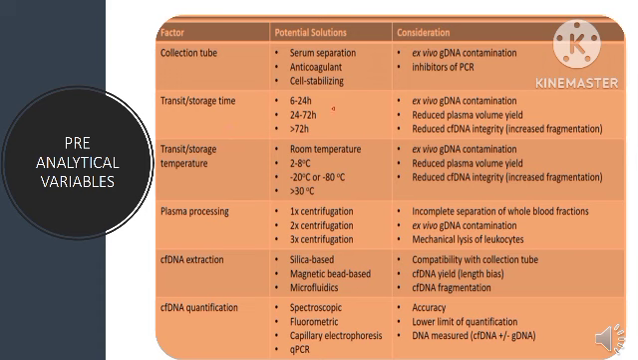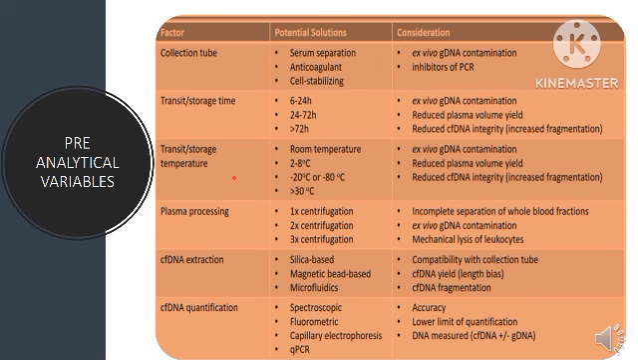Is it 6 to 24 hours, 24 to 72 hours, more than 72 hours? Which one is ideal? Again, you have to consider the factors like if you are keeping the sample in a tube and you are leaving it like that for hours together, there are chances of blood cell lysis and releasing of genomic DNA into your plasma. So this will dilute your cell-free DNA which is released from the tumor cells. You will have reduced plasma volume yield, reduced cell-free DNA integrity because of increased fragmentation. As I said, plasma will have nucleases, so it will fragment your cell-free DNA.